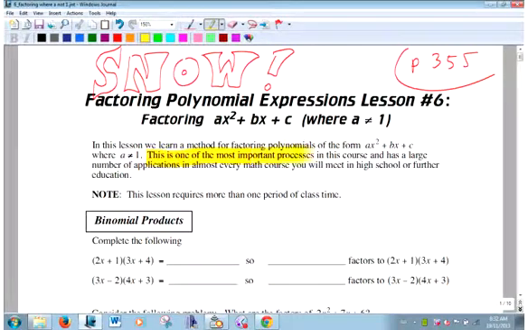What does this say? Louder, Alicia. This is one of the most important processes of the course. And it has a large number of applications, that means like good stuff, in almost every math course you will meet in high school.